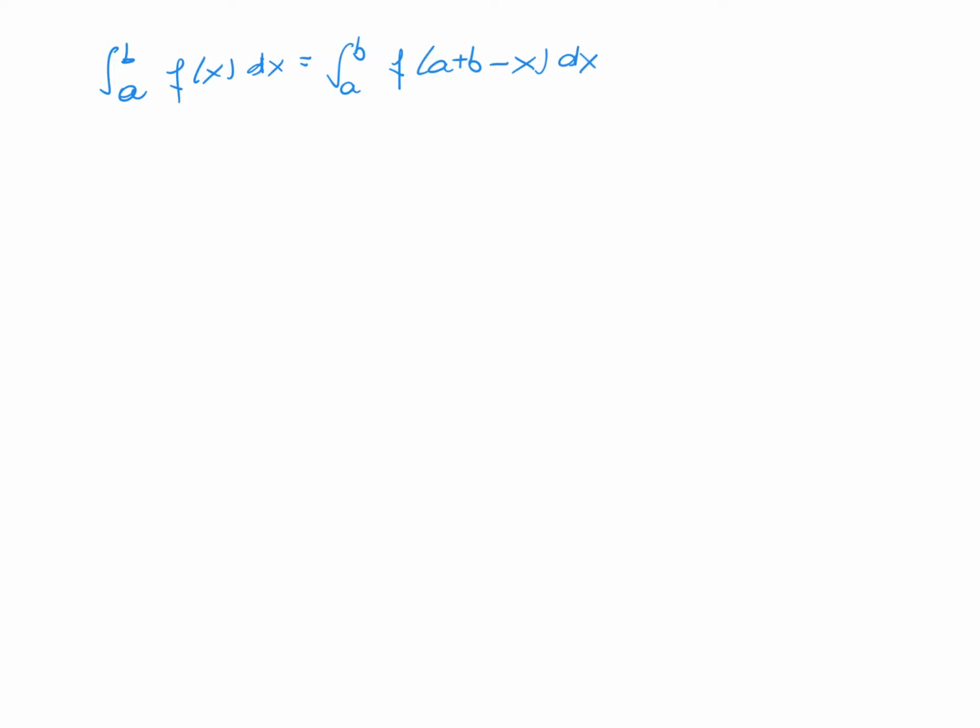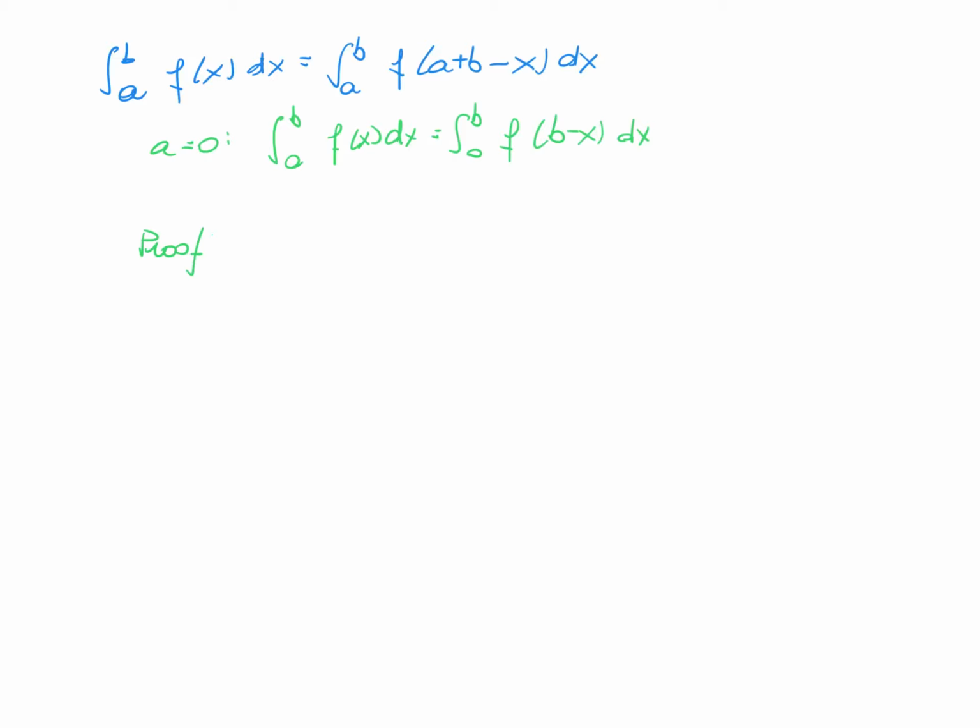If you take a closer look at this, you see that the previous case is a special case of this one. So if a would be 0, my lower boundary is 0. This is just the integral from 0 to b f of x dx equal to the integral from 0 to b f of b minus x dx, which is the property that was shown on the previous slide.